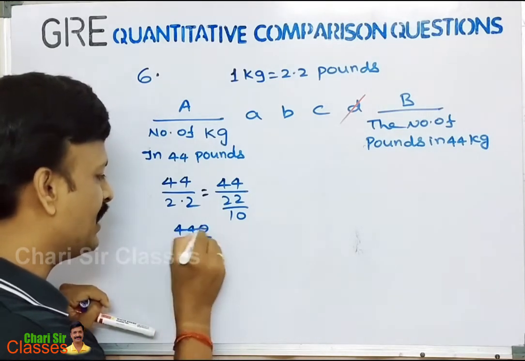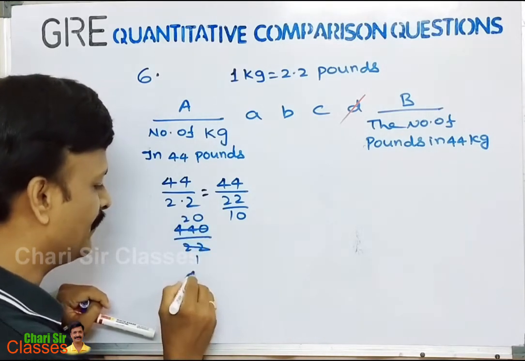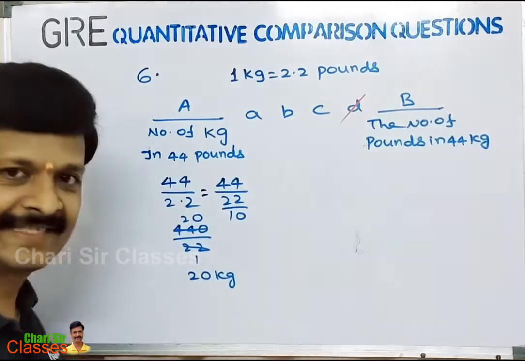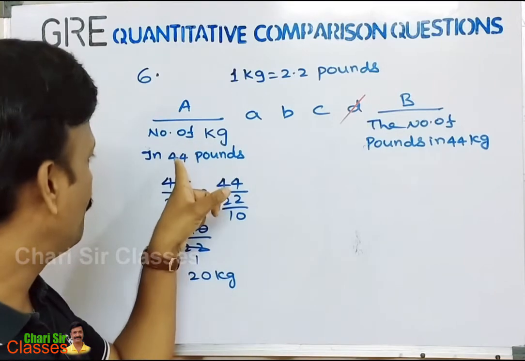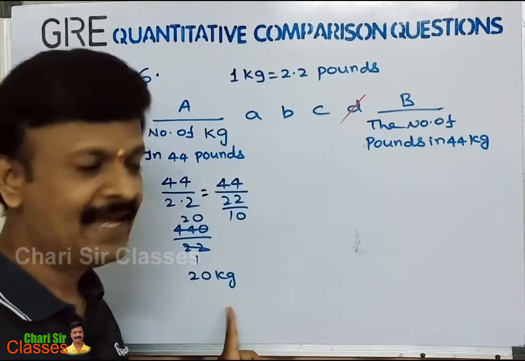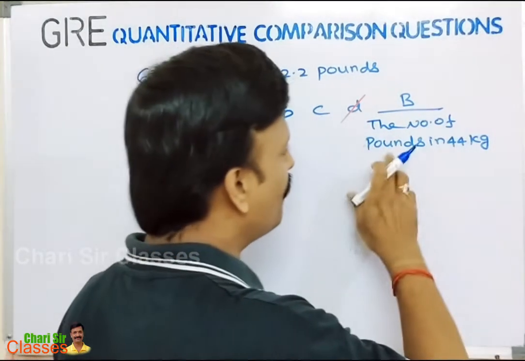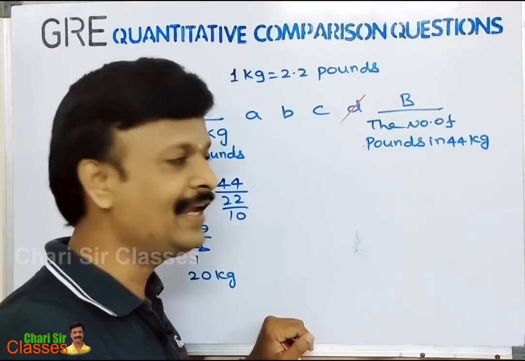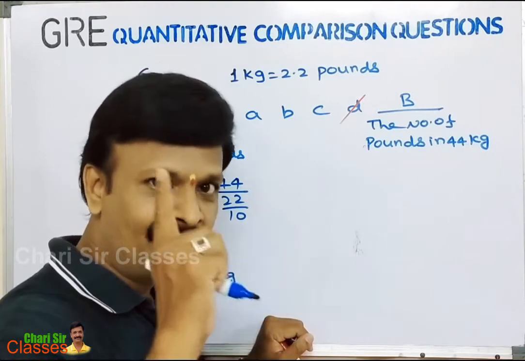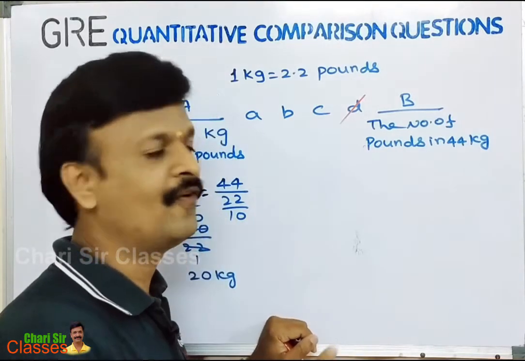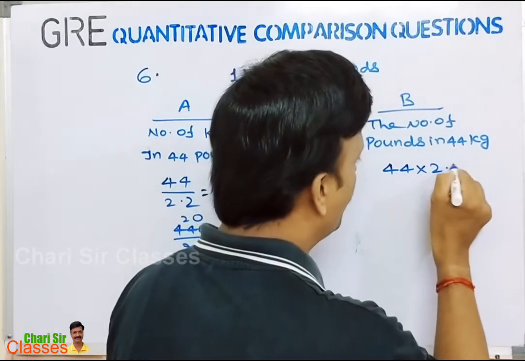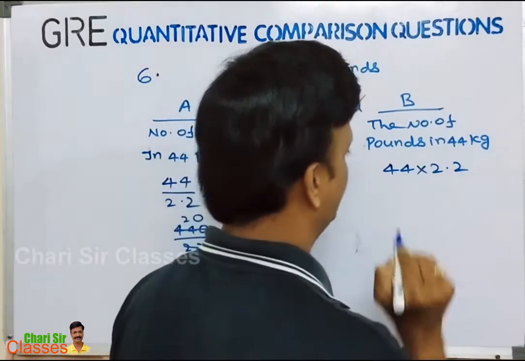22 1 times and 22 2 times, this is 20. So that is nothing but 20 kgs. So 44 pounds makes 20 kg. Now here, how many pounds are there in 44 kg? In 1 kg there are 2.2 pounds. So here 44 into 2.2, this is pounds.